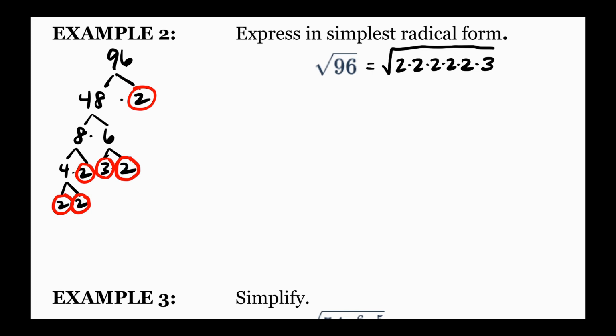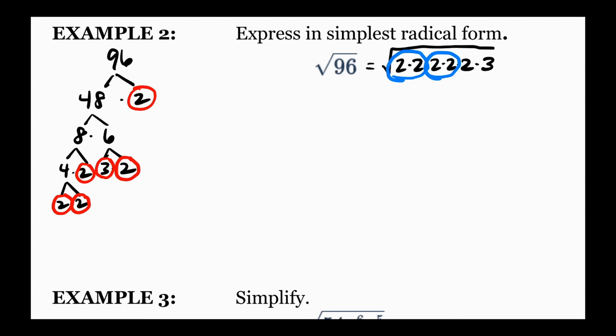Now we're looking for pairs. So circle the pairs. I have a pair of 2s, a pair of 2s. That's it. The other 2 and 3 aren't a pair. So they got to stay.